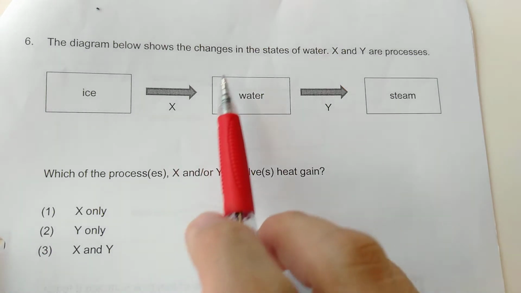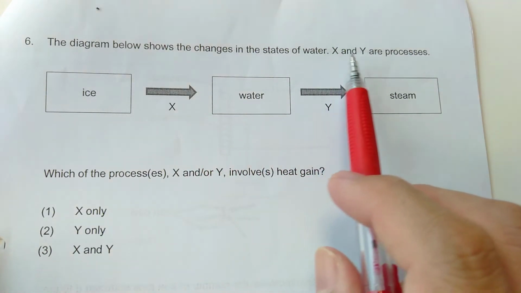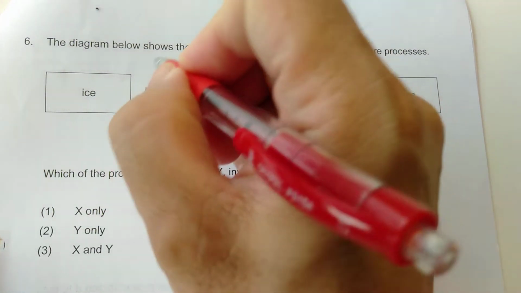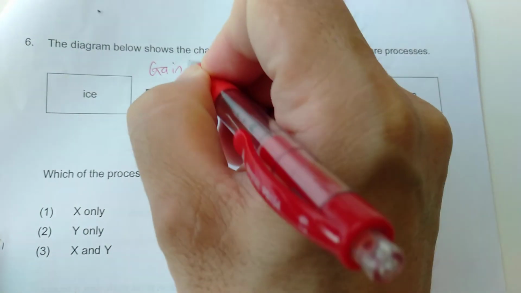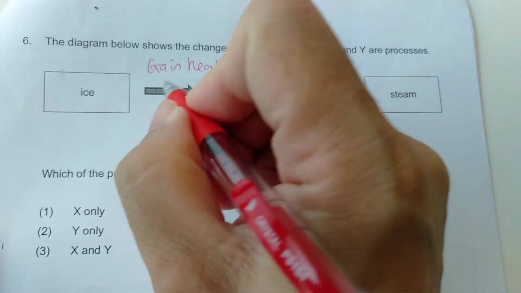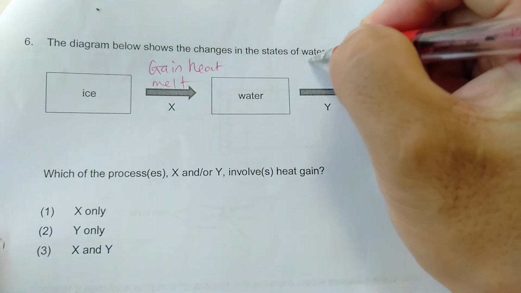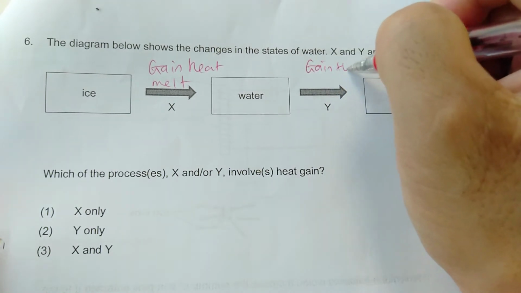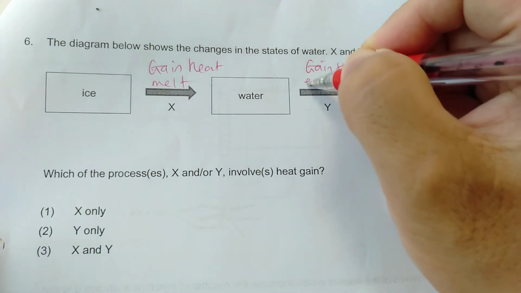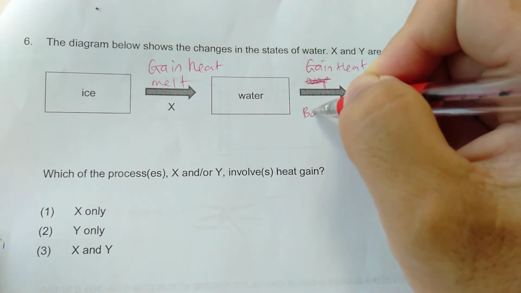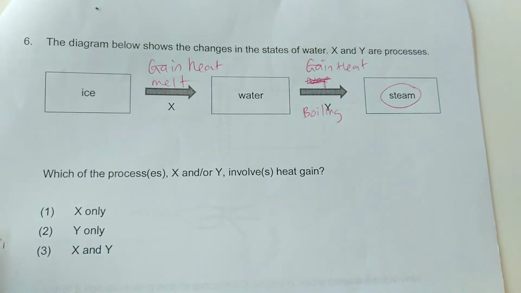The diagram shows the changes in the states of water. X and Y are processes. So typically from ice to water, there must be heat gain. And when heat gain, ice will melt. From water to steam, there still has to be heat gain, and it will evaporate. But if it's steam, then this will be boiling, not evaporating.